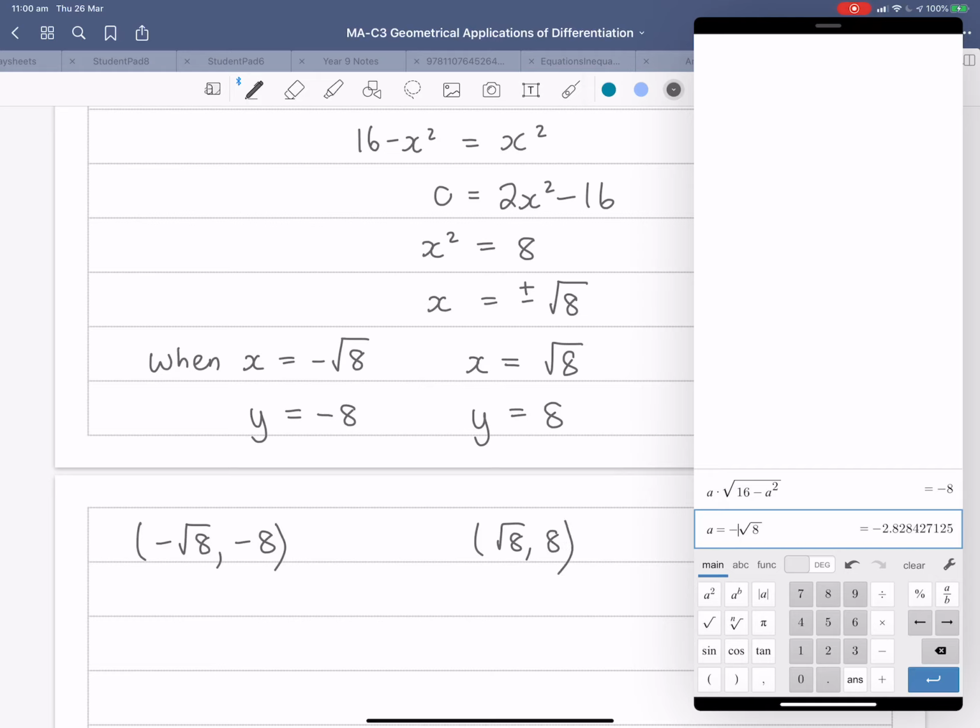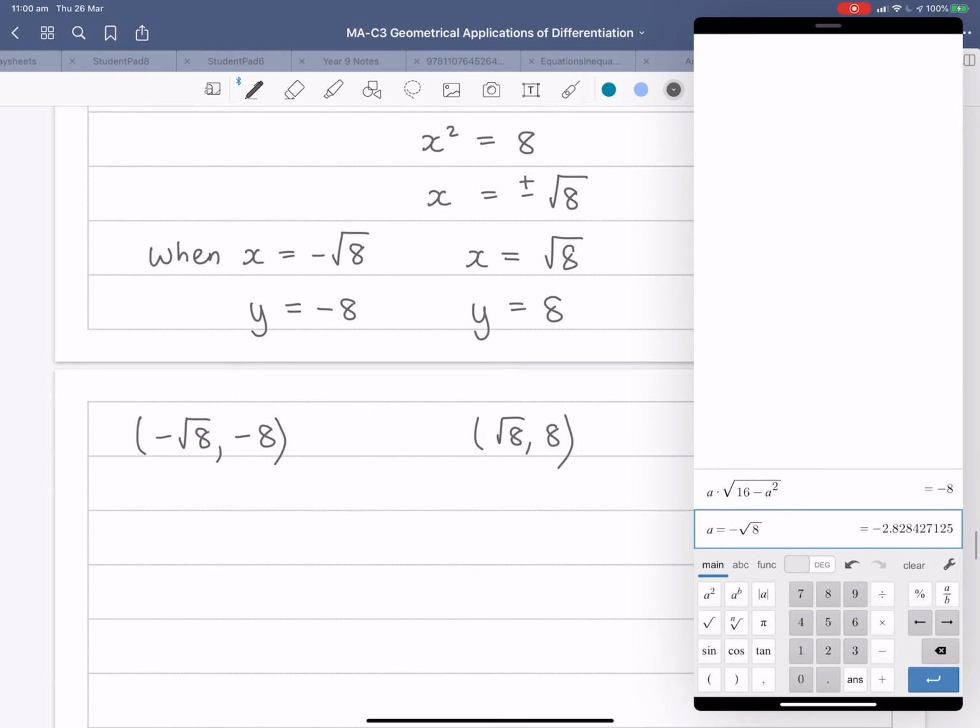Now, what we could do here would be to find a second derivative and use that to examine the concavity at these points. But if you look at that first derivative, that is very unpleasant, and I certainly wouldn't want to be differentiating that again. So what I'm going to do is look at the gradient. I'm going to use that first derivative to see if my gradient changes.